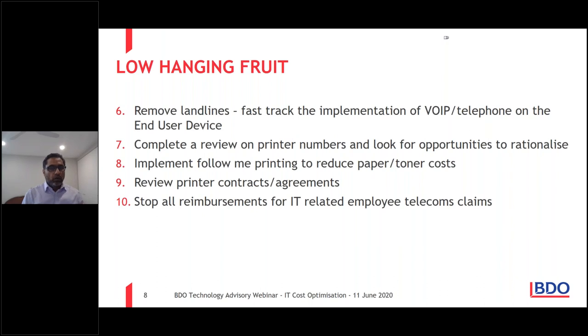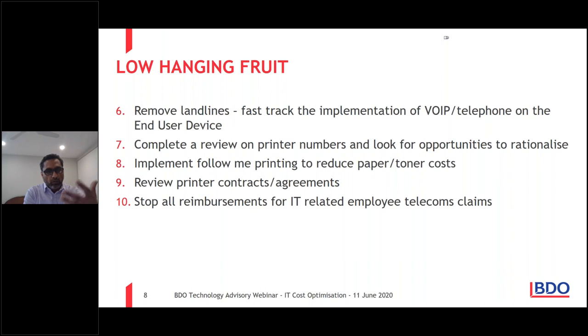Now, all of these arrangements might have been put in place 12, 18, 24 months back, but if you're not asking those questions, they just stay there forever, and it's a massive drain on the costs that you might be incurring. So reviewing the printer contracts, what arrangement you have, consolidating that volume, cutting down on those contracts, that would add a lot of value.